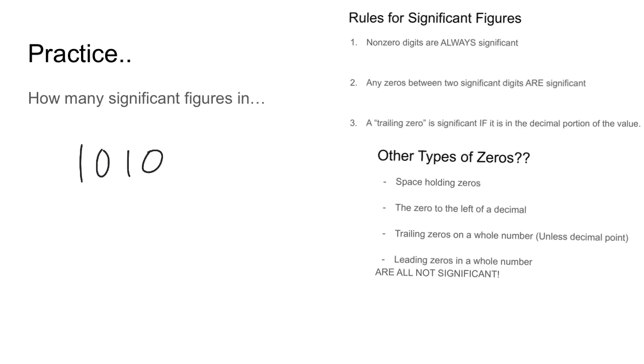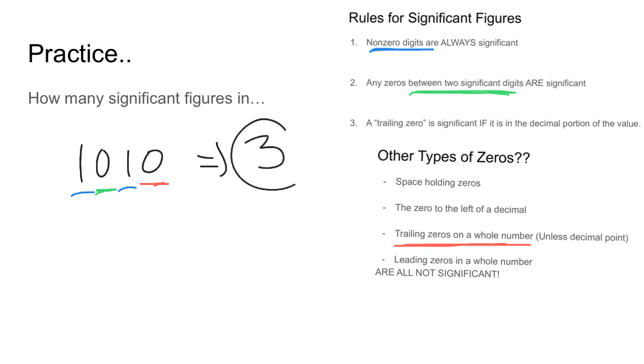Well, this one we can go through our rules, and we can say that this has non-zero digits, so those 2, yes, are significant, and I can say that any zeros between 2 significant digits are significant, and so this one is also significant. Now this one down on the bottom here, this 0, is a trailing 0 on a whole number, so it is not significant. And so if I was going to count the number of sig figs, this one would be 3 significant figures.